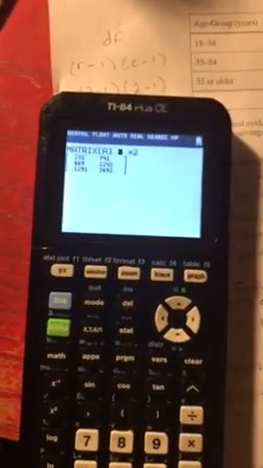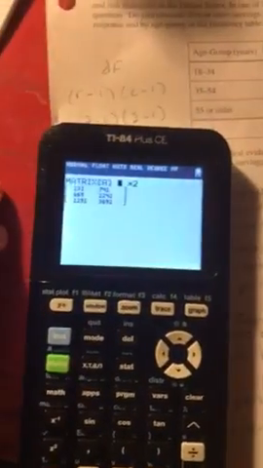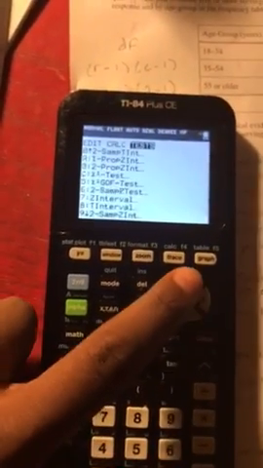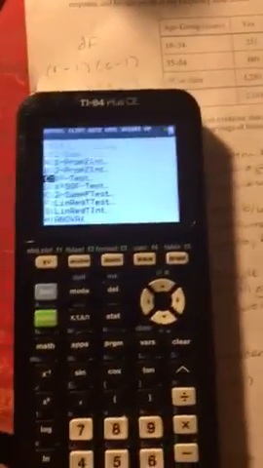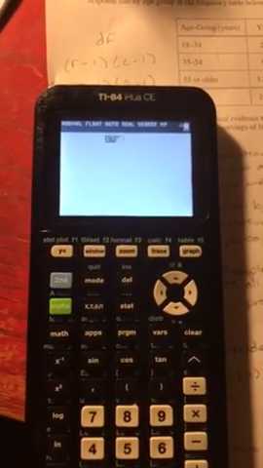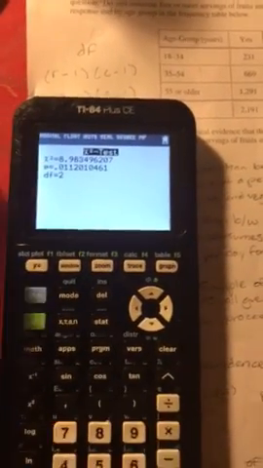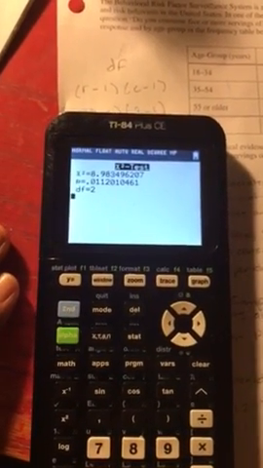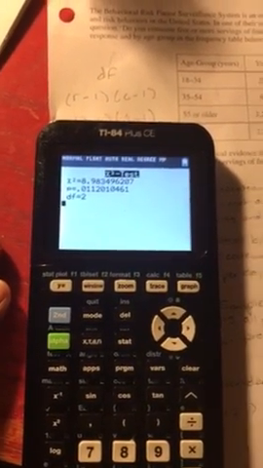I put the observed values in the matrix, and that way I did the chi-square test, so stat test. Our chi-squared value is 8.98, our p-value is 0.011, and our degrees of freedom is 2.